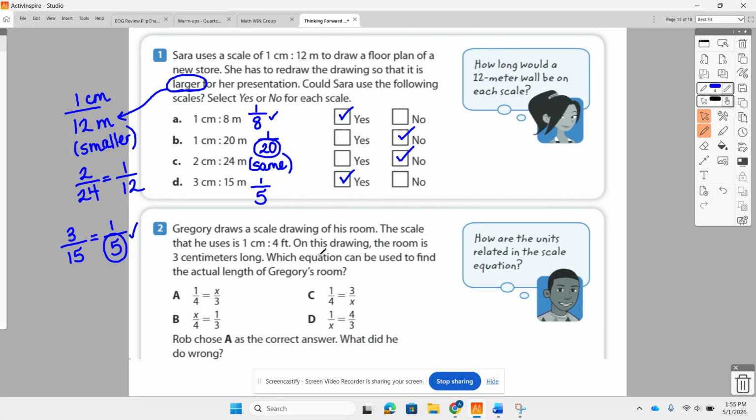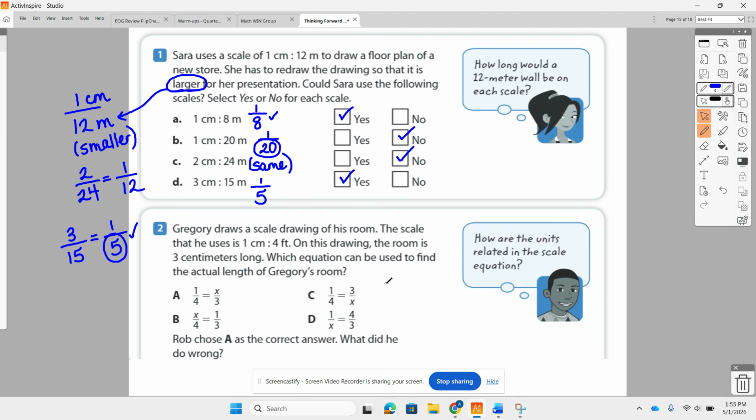Okay, the second question is actually a little different compared to what we've done in the past with our scale drawings. I think you're going to find this one a little easier. Gregory draws a scale drawing of his room. The scale that he uses is 1 centimeter to 4 feet. On his drawing, the room is 3 centimeters long. Which equation can be used to find the actual length of Gregory's room?